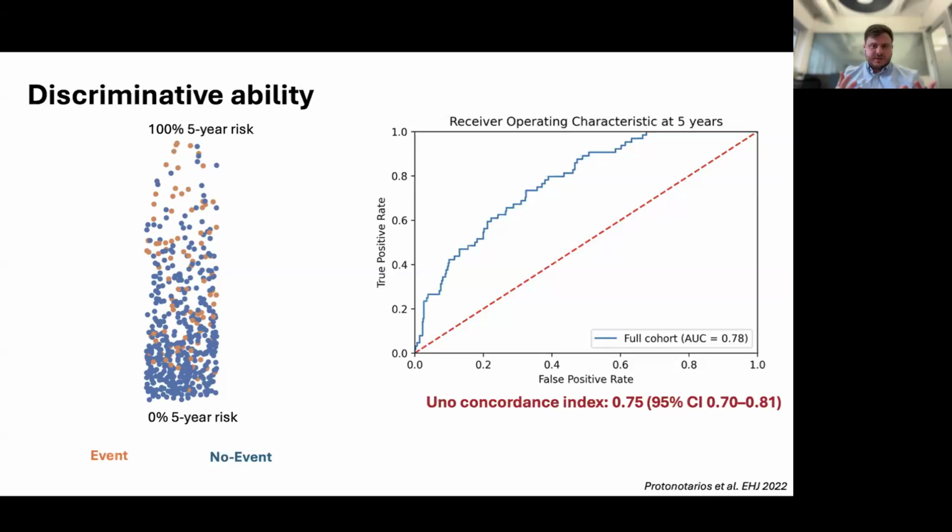And then, of course, it depends on the clinical setting. If you have a rare disease, it's not always very easy to get more patients, but you might be able to find better predictors.